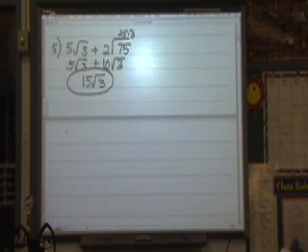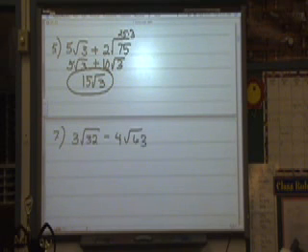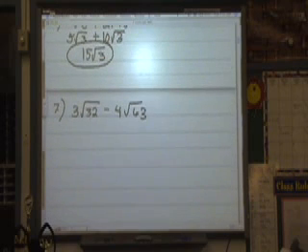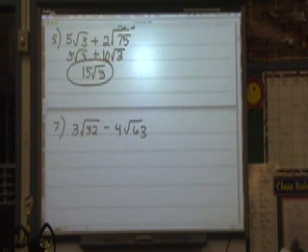Number 7, 3 radical 32 minus 4 radical 63. Patrick? We have nothing the same under the radical, at least right now, so can you scroll back up to simplify. Simplify. Pull out your greatest perfect squares. What's the largest? 16. 16 times 2.